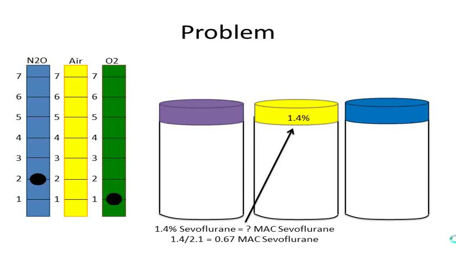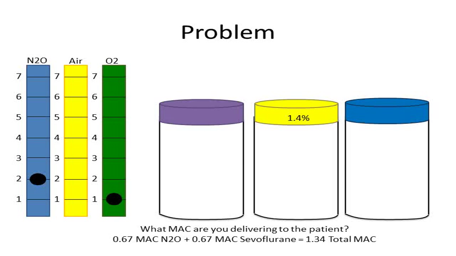So now our MAC of sevoflurane. This is an older slide where I use 2.1. You can use 2.0. You'll get the answer right regardless. So if I take 1.4 divided by 2, that's roughly 0.7, right? So we've got 0.7 or 0.67 here because I used 2.1. Then we know what the next step is, and that is what? Adding them up together. So we're delivering roughly 1.3 to 1.4 MAC.